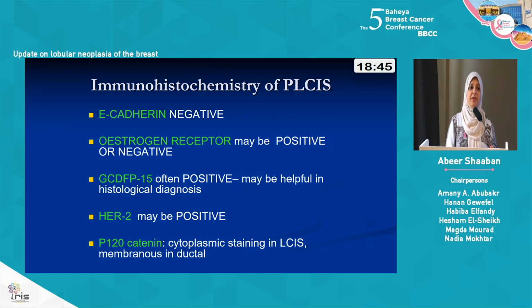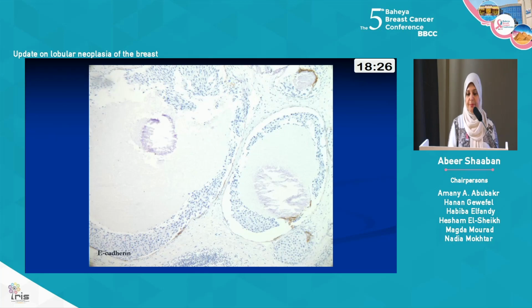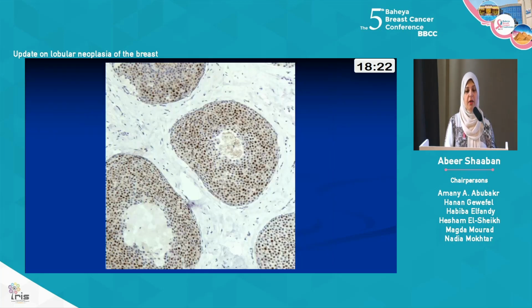Again, gross cystic disease fluid protein and GATA3 are normally positive because of the apocrine morphology. Again, HER2 may be positive. The majority of PLCIS cases would be ER positive, HER2 negative, but a small proportion can be ER negative, HER2 positive, and that is helpful. So this is pleomorphic LCIS, that's E-cadherin negative, and this is PLCIS, that's ER positive.